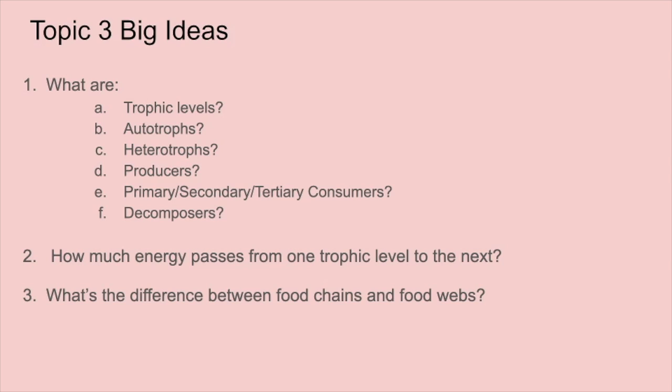Okay, so for the big ideas to be on the lookout for today: what are trophic levels, autotrophs, heterotrophs, producers, primary, secondary, or tertiary consumers, decomposers? Okay, what are all of those? How much energy passes from one trophic level to the next? And what's the difference between a food chain and a food web?